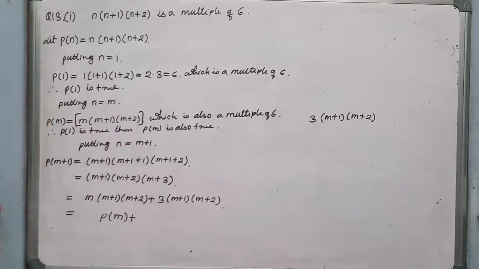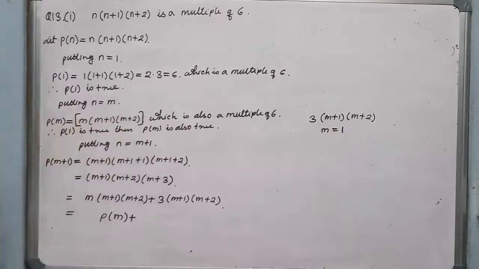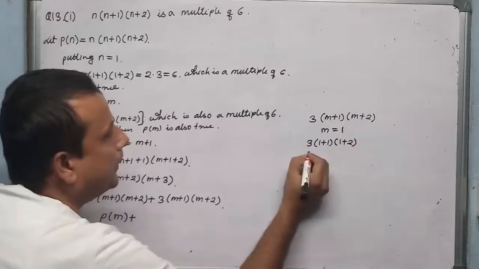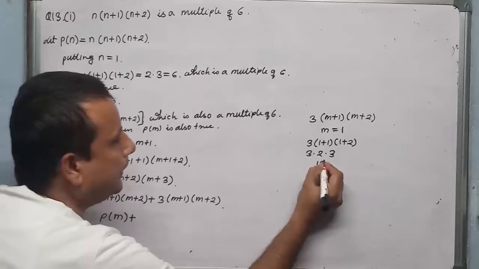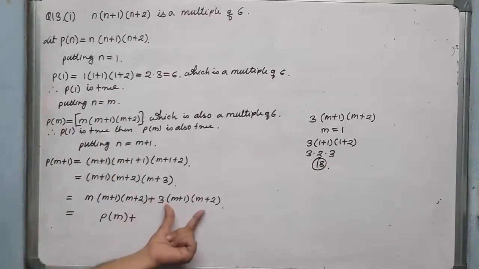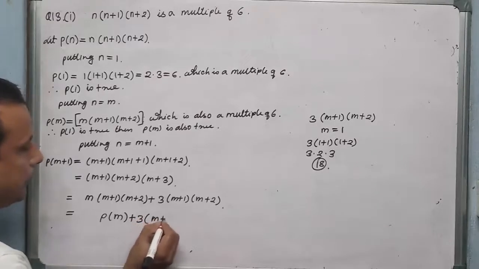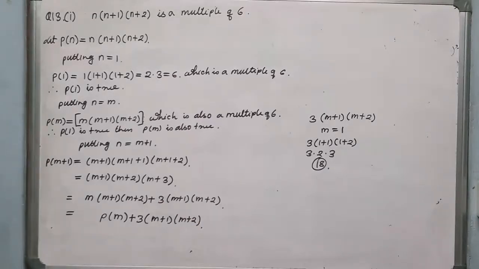Whether this quantity is a multiple of 6 or not, substitute the value of m. Any number, I'll consider 1, the easy one. 3 into 1 plus 1 into 1 plus 2. 3 into 2 into 3, that is 18. If you substitute any number over here, you will get a number which is a multiple of 6. This one is a multiple of 6, this is a multiple of 6. And the sum of two numbers which are multiples of 6 is also a multiple of 6. So we can write n plus 1, n plus 2 is a multiple of 6.